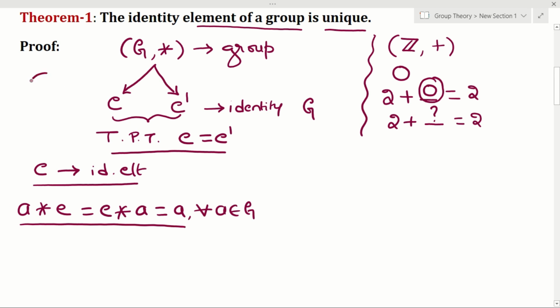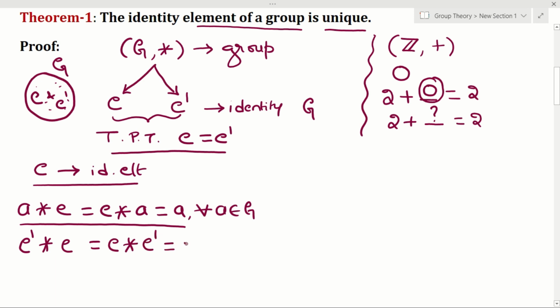Now if we consider G, I have so many elements. E and E dash are two elements of G. So in place of A, we replace it with E dash, because E dash is also an element of G and this statement is true for every element of G. Therefore, E dash star E is equal to E star E dash, and what should I get? The same element, that is E dash. We shall take this as equation 1.